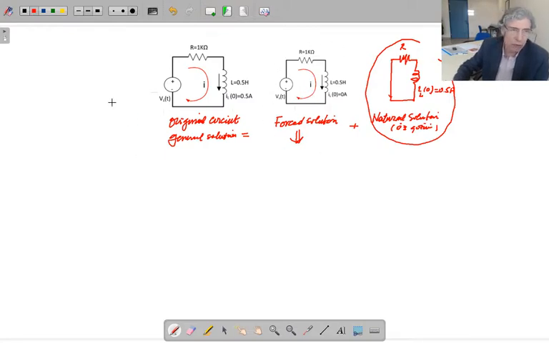So let me transfer this forced solution here now. We are dealing with the forced solution, so this case. Our differential equation, which is called the state equation, is this: d iL(t) over dt is equal to minus R over L iL(t) plus 1 over L Vs.